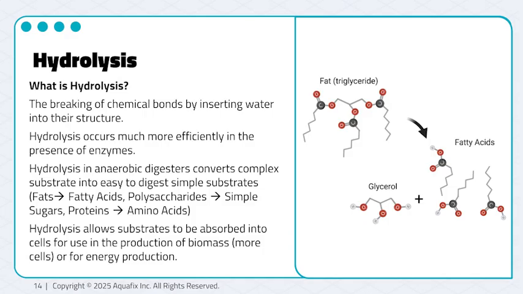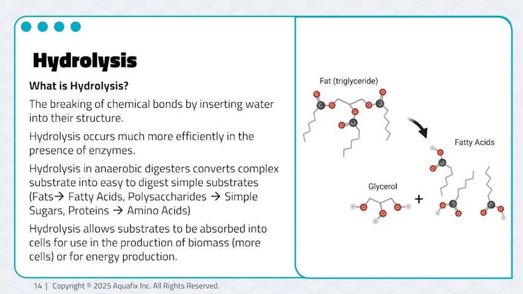In practice, the main thing we're going to be focusing on when we talk about enzyme supplementation later is hydrolysis, the second phase in the anaerobic digestion process we mentioned before. Hydrolysis is the breaking of chemical bonds by inserting water into their structure. A good example of that is this diagram to the right. You have a fat, a triglyceride, which I formatted to make it a little easier to look at. It's going to break apart into fatty acids through hydrolysis, which breaks this carbon-oxygen bond.